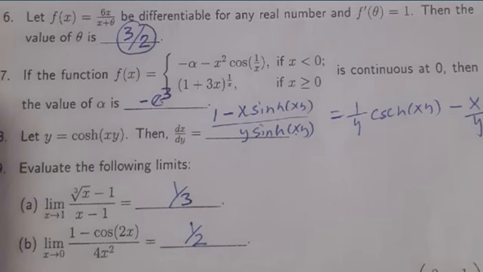Question number 6. Let f of x be 6x over x plus theta, be differentiable for any real number, and f derivative at theta is 1. Then find the value of theta. We have the function f of x here.